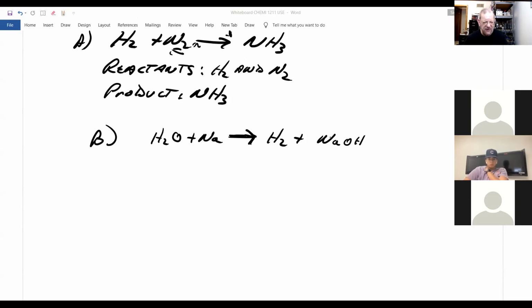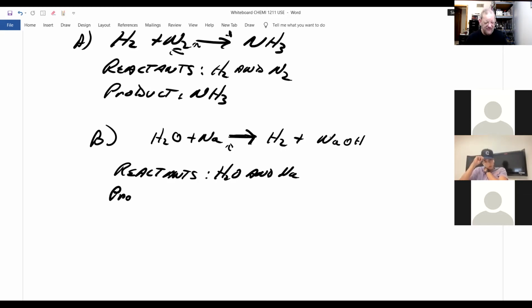Remember, base of the arrow, reactants. So the reactants in this chemical reaction are water and sodium. And the products are hydrogen gas, and this chemical is called sodium hydroxide, which we'll talk about later in the semester.